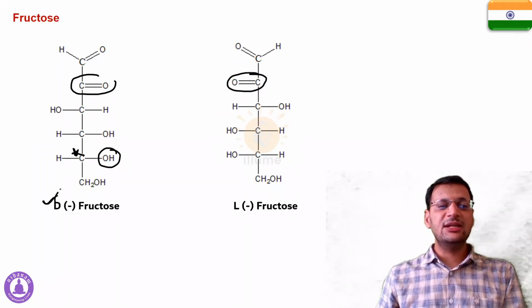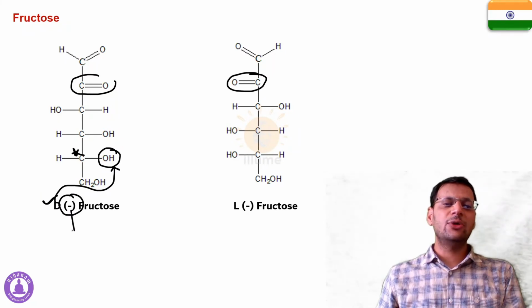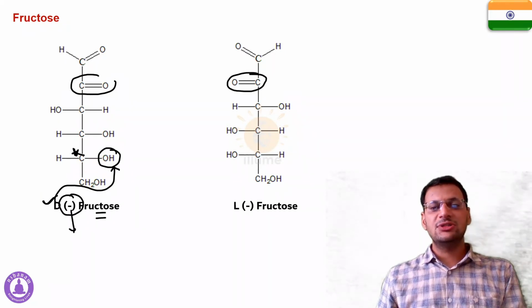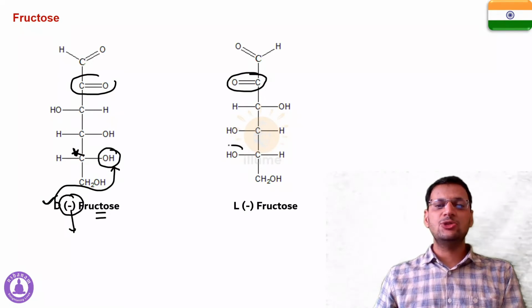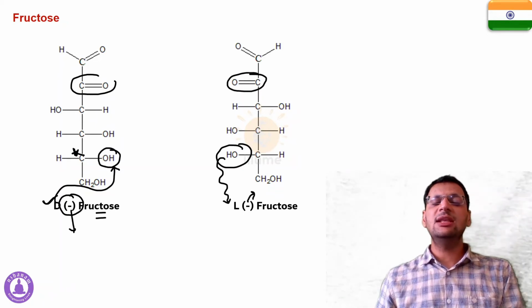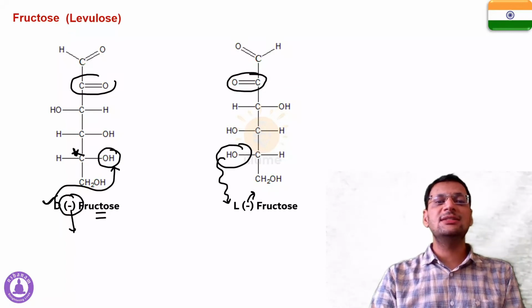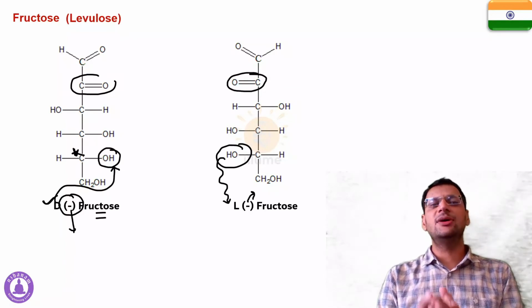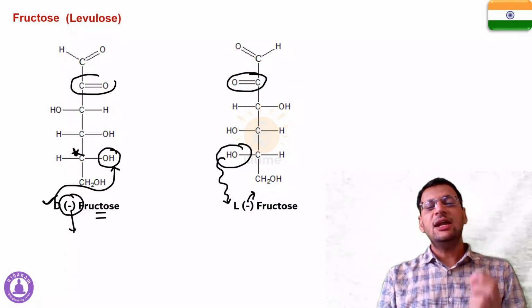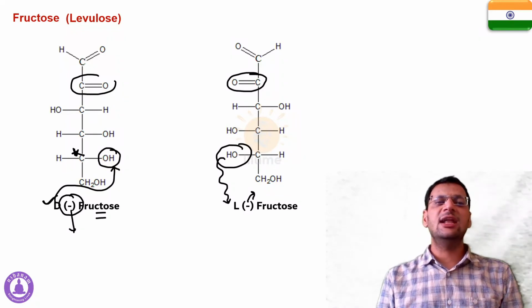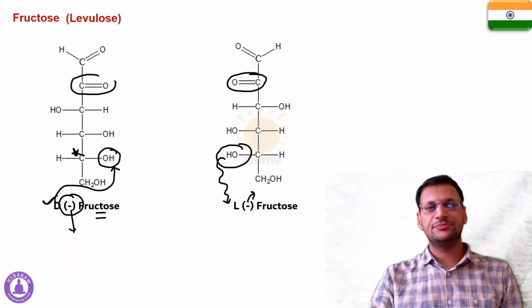This D represents OH on the right side, and minus represents the levorotatory nature of the fructose. Similarly, in this case, OH is on the left side. That's why we have mentioned it as L form of fructose, and minus will always represent the levorotatory nature, and that's why fructose is also called levulose. You must have heard these two words, dextrose and levulose. Dextrose is basically glucose and levulose is fructose.